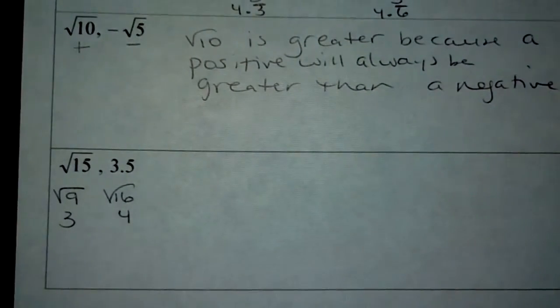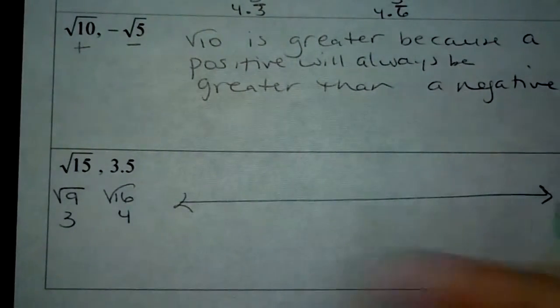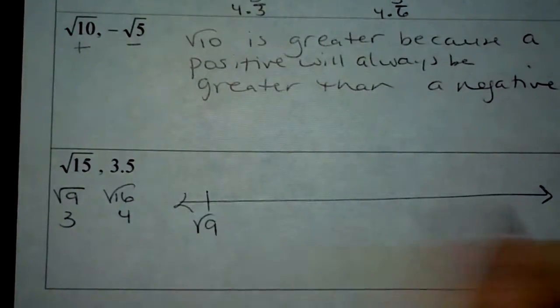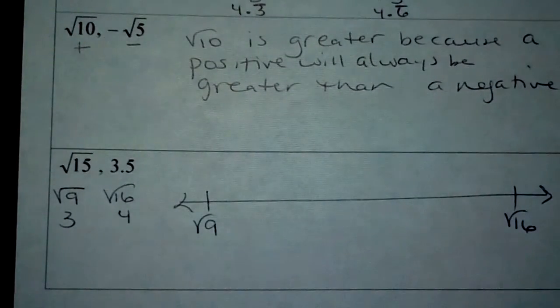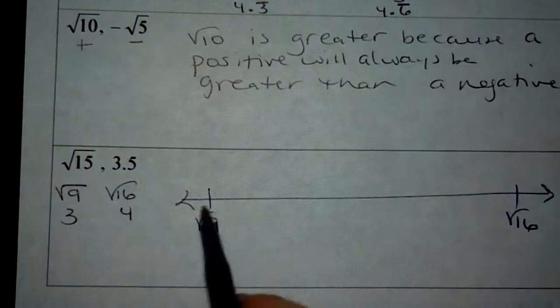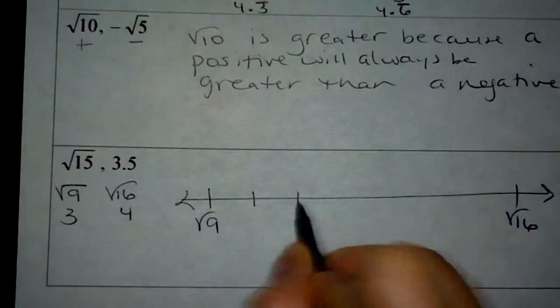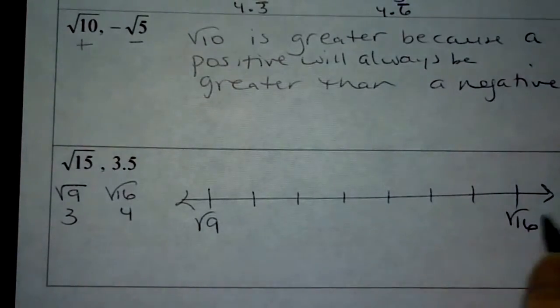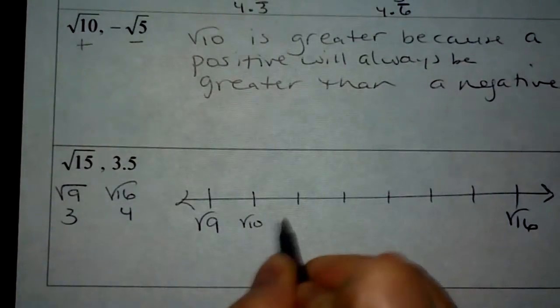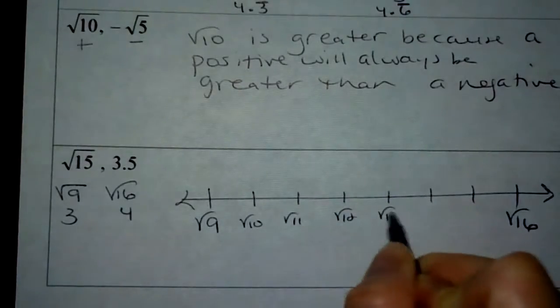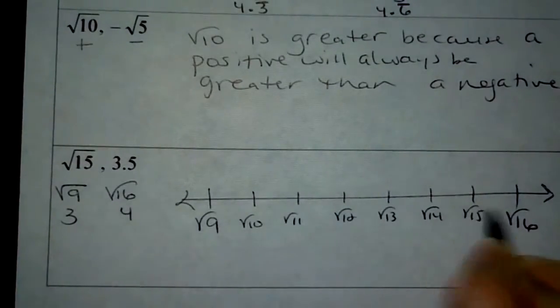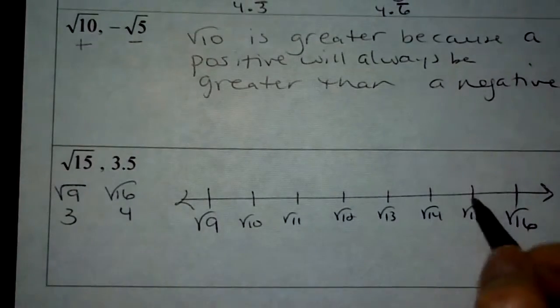Man, let's put it on the number line. All right, I've got my square root of 9, got my square root of 16, and I think I'm just going to count by ones because that seems like the safest bet for me this late at night. So 10, 11, 12, 13, 14, 15. All right, 10, 11, 12, 13, 14, 15, and there's my 16. Square root of 11, 12, 13, 14, 15. Okay, so the square root of 15 is right there.